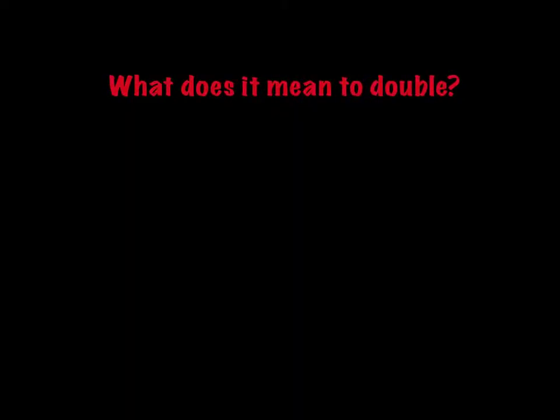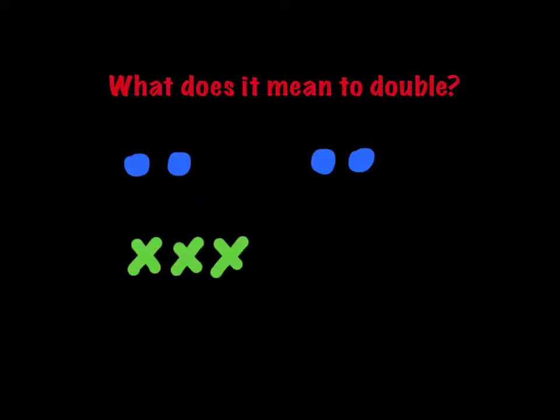What does it mean to double? Double means 2 sets, or 2 of something. I started with 2 blue dots, and then I doubled it to make 4 blue dots. What will happen if you double the green X's? How many will there be? 3 green dots or X's plus 3 more green X's will make 6. So when you double 3, it becomes 6.